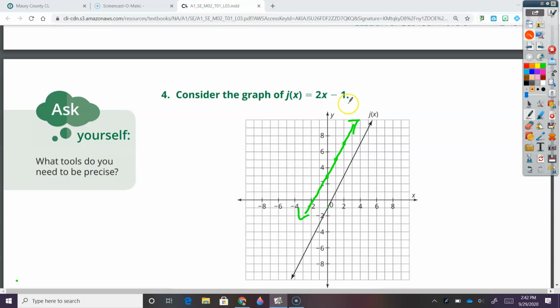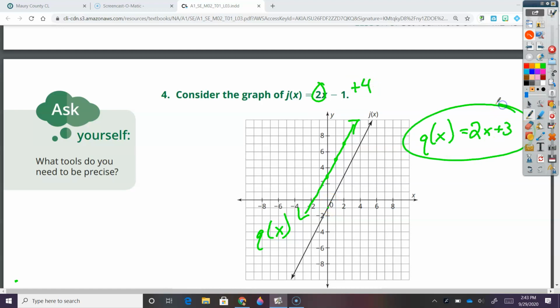And we're going to label this q of x. And we need to write our function of q of x. My slope is going to be the same as j of x, so I'm going to keep the same slope. However, my y-intercept is going to change. It's not going to be -1. I shifted up 4 units, so 4 plus -1 gives me a +3. So that would be my new function.